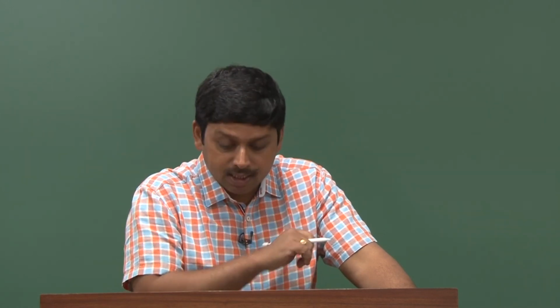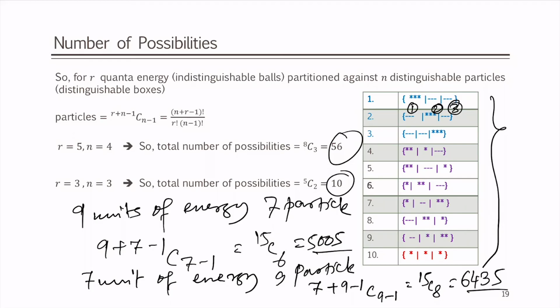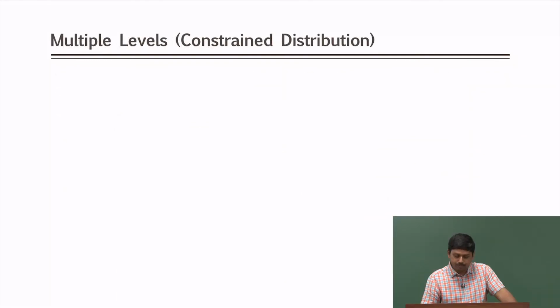You see, in one case 9 units of energy and 7 particles, in another case 7 units of energy and 9 particles. Now, energy units are indistinguishable, particles are distinguishable, that is why you are ending up with 2 different statistics. Okay. So, now this fact that r equal to 5, that means 5 units of energy into 4 possibilities giving us 56, how do we get that 56? That we are going to talk about now.